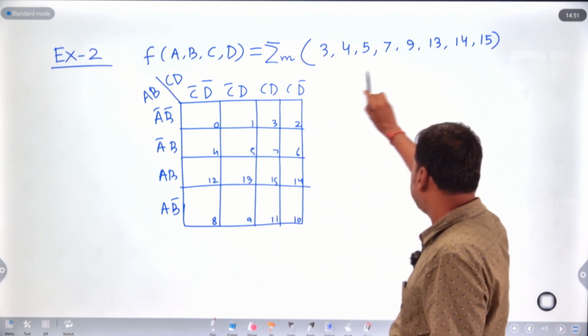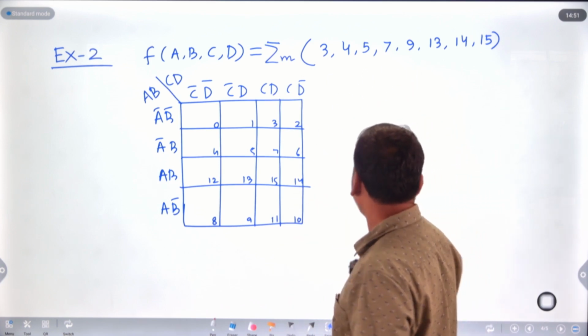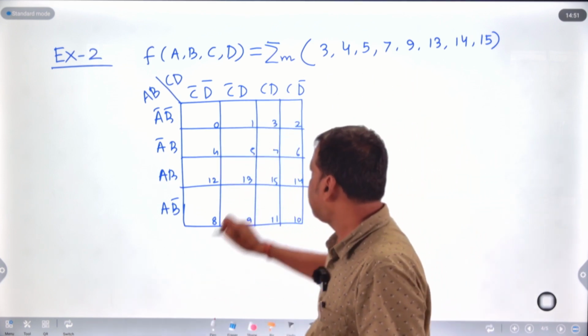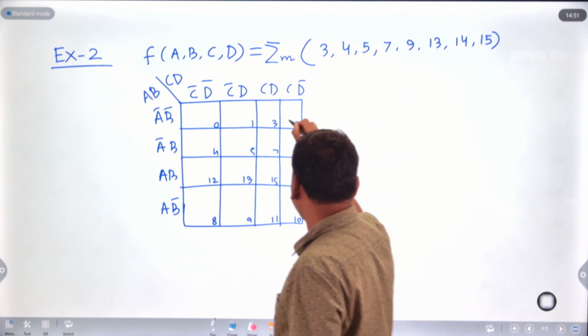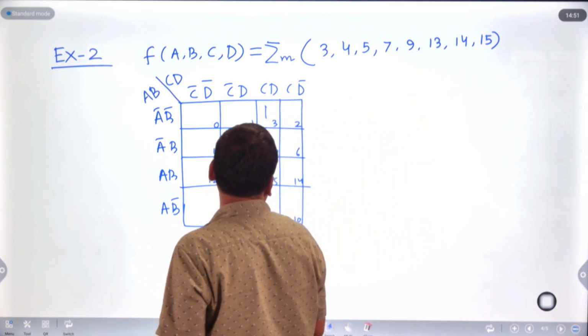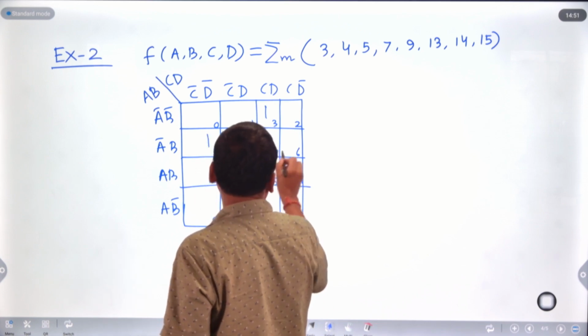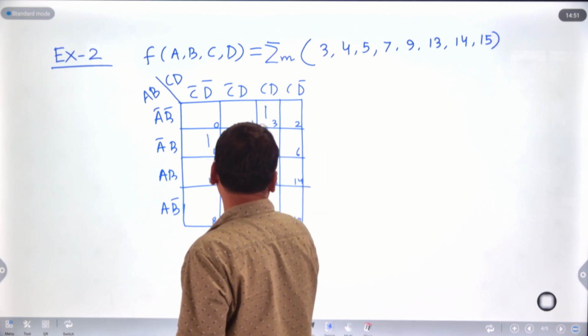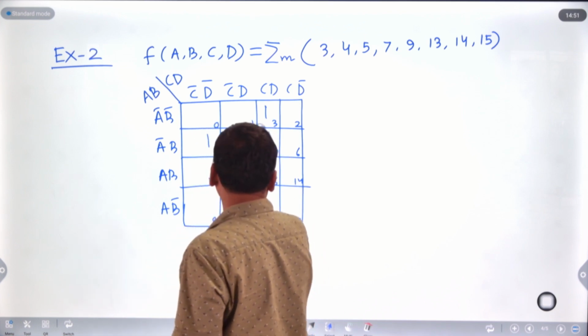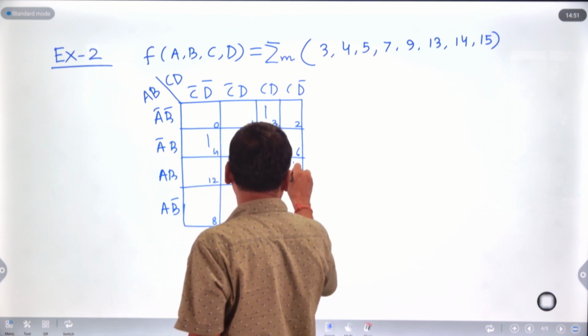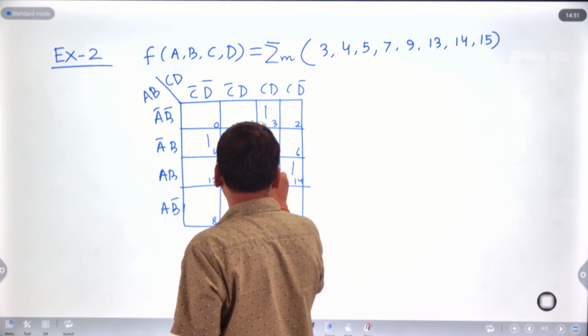So the question: given 3, 4, 5, 7, 9, 13, 14, 15 are the min terms, which have been given in these positions. In position 3, there is a min term. So a min term is represented by binary 1: 3, this is your 4, 5, and this is also 7. 9 also is a min term, 13 is also a min term, and 14 is also a min term, and 15 is also a min term.